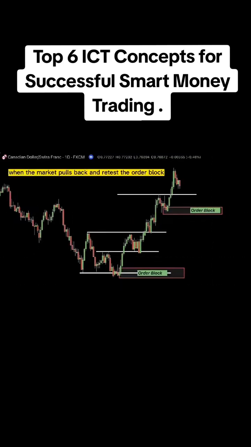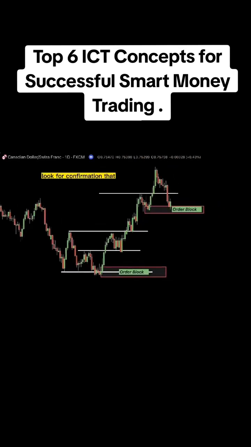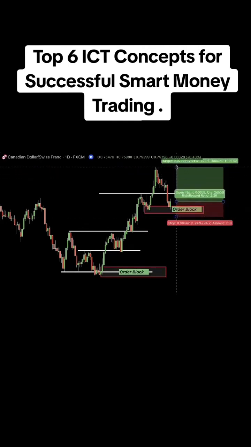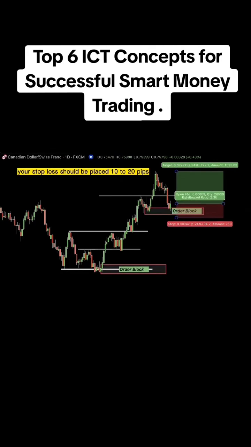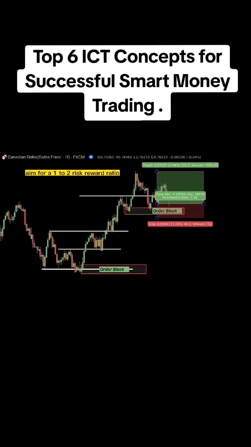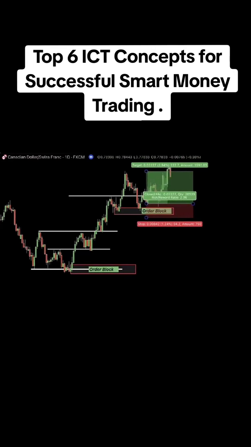When the market pulls back and retests the order block, look for confirmation that the market is respecting these levels. Execute a buy trade. Once you have confirmation, execute a buy trade. Your stop loss should be placed 10 to 20 pips below the order block zone, and for your profit target, aim for a 1 to 2 risk-reward ratio.